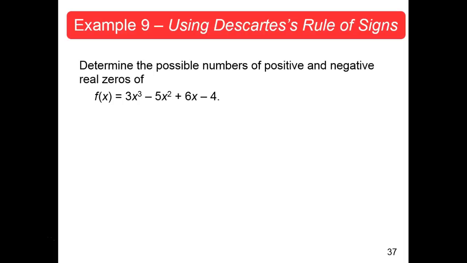All right, here's example 9. Determine the possible number of positive and negative real zeros of that polynomial. So let's start with the positive. What's the maximum, or what is the positive number of real zeros? How do you get it? Count your sign variations.